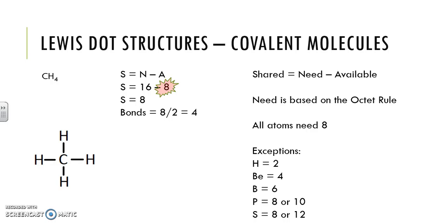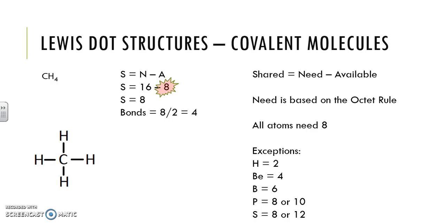The second thing you want to check is to make sure that each atom is touching the appropriate number of electrons. Each hydrogen needs to touch 2 electrons. If it's touching a bond, it's touching 2 electrons. In this case, each hydrogen is touching 1 bond. They're all very happy. The carbon needs to touch 8 total electrons to fulfill the octet rule. Carbon is touching 4 bonds. That's 8 total electrons. So carbon is completely happy. And this completes the structure of methane.